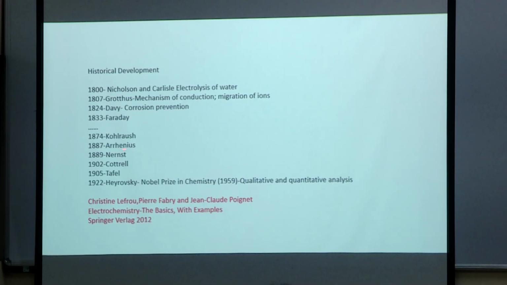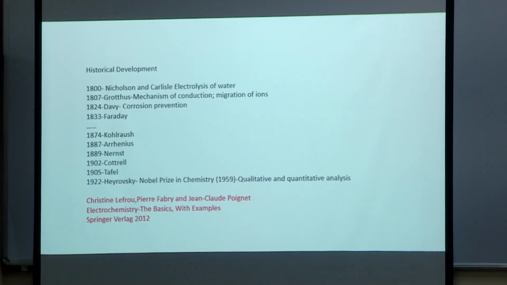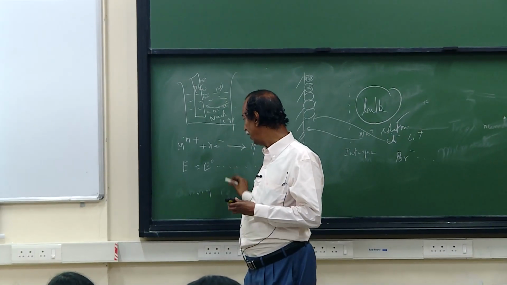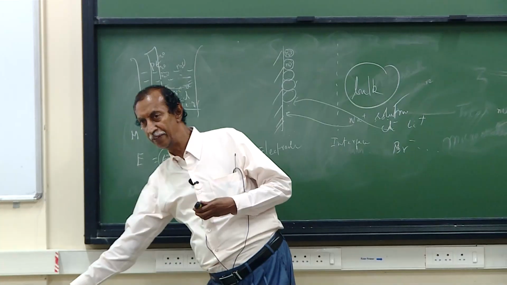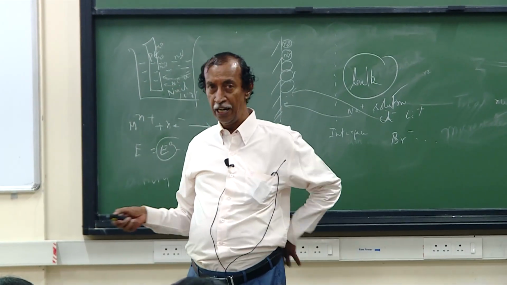Then Arrhenius came in 1887 and gave the theory of dissociation. Weak electrolyte, strong electrolyte, all these names were given by Arrhenius. Then Nernst came in 1889 with the Nernst equation, which gives the electrode potential. How you write the electrode potential for a given reaction, M n plus plus n electrons giving M, is given by Nernst. The way you write E equals E naught minus all these terms is due to Nernst. This E naught is the standard electrode potential. This is the Nernst equation, a contribution of Nernst.